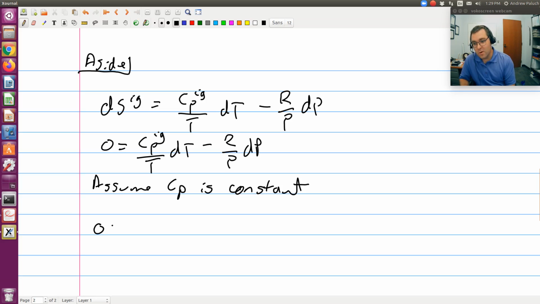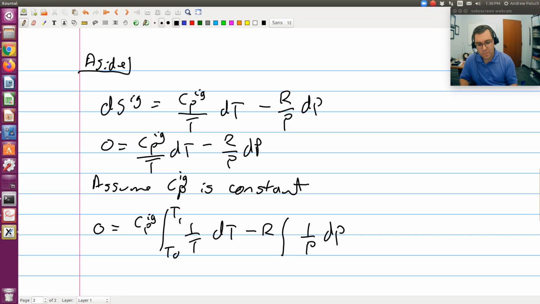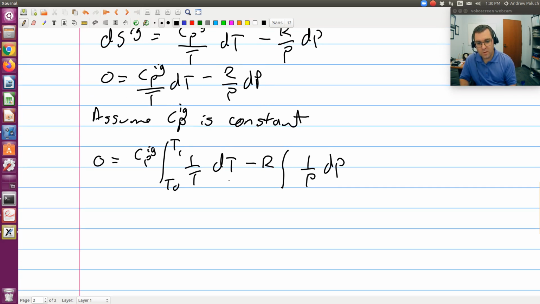Well, then I have 0 is equal to, okay, now if I want to integrate this and Cp is assumed constant, now I have Cp ideal gas times the integral from T naught to T1 of 1 over T dT, minus R times the integral from P naught to P1 of 1 over P dP. Okay, so by assuming Cp is constant, then I get that 0 is Cp times log T1 over T naught minus R log P1 over P naught.